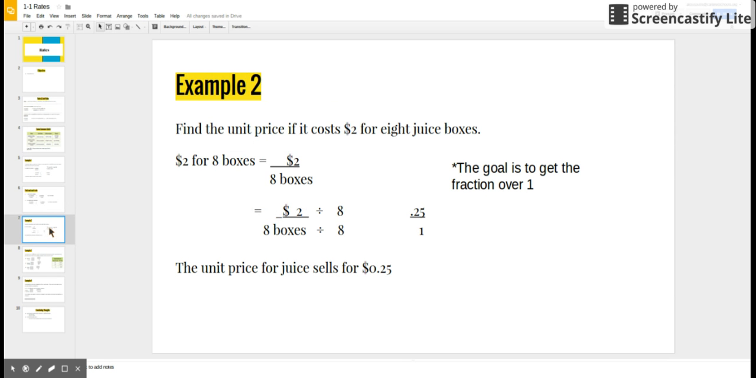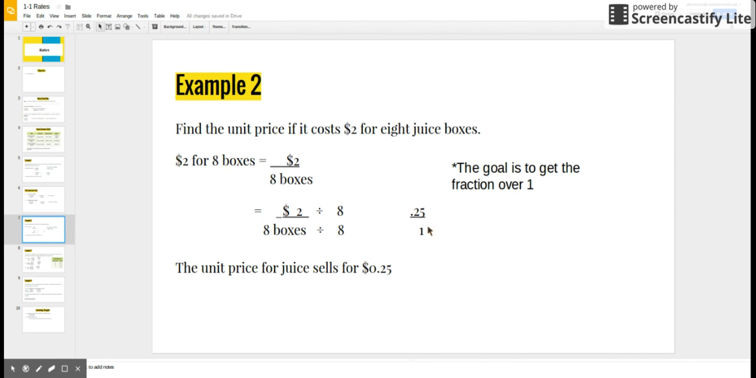Here is another example. Find the unit price if it costs $2 for 8 juice boxes. So if it costs $2 for 8 boxes, our ratio would look like this, $2 over 8. We're trying to figure out how much money it would cost for 1 box.